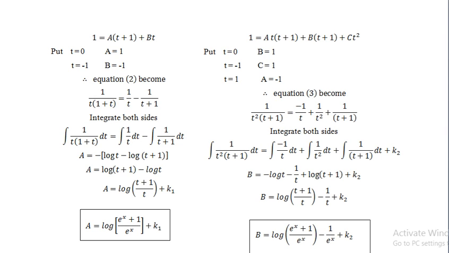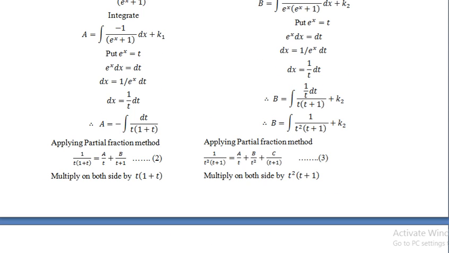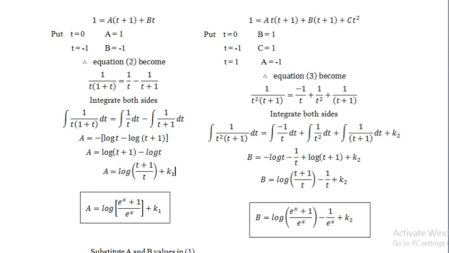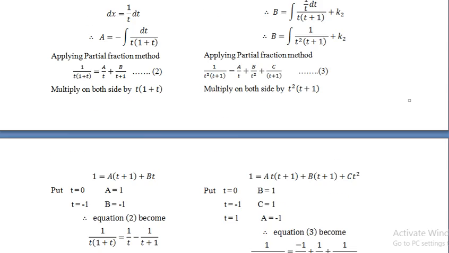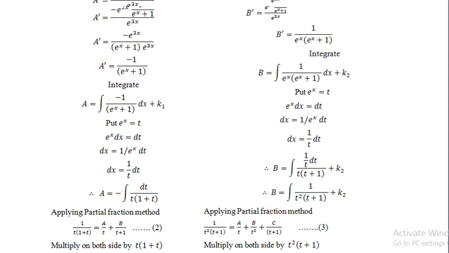And again we substitute the t value. You know that t is e to the power x. So e to the power x plus 1 divided by e to the power x, plus k1. So that gives the A value. Then similarly we calculate the B result.